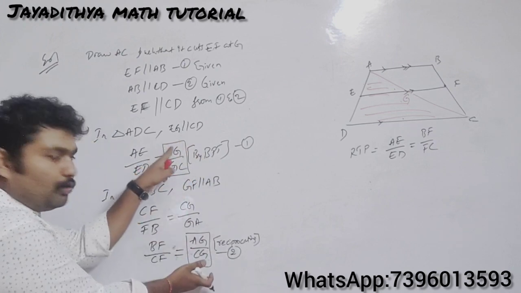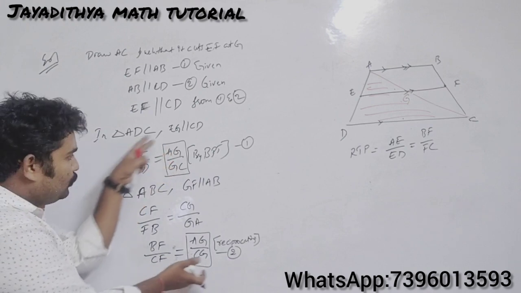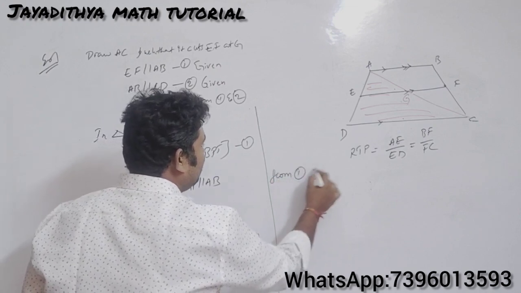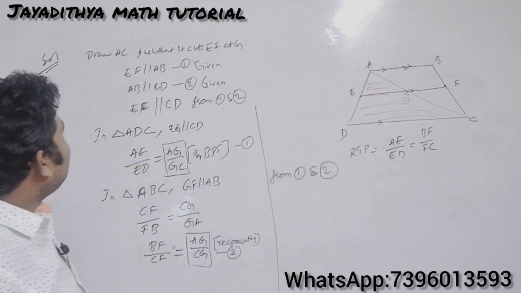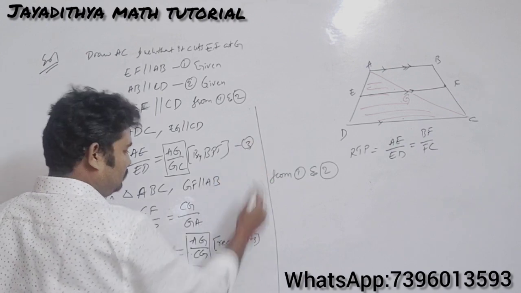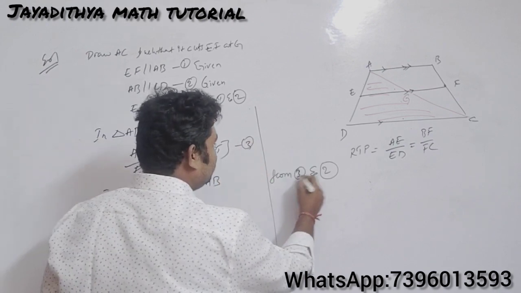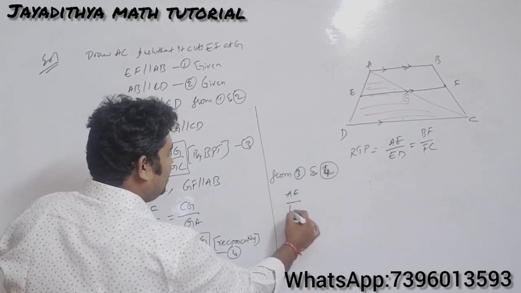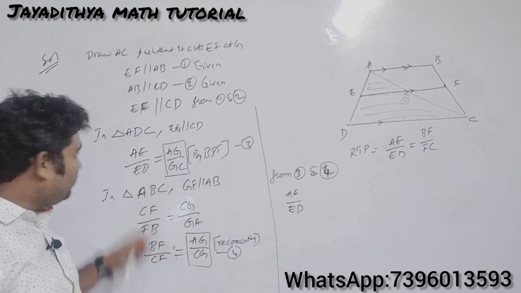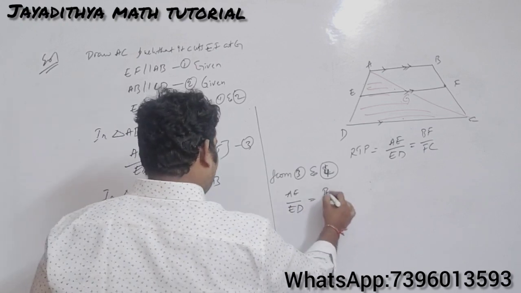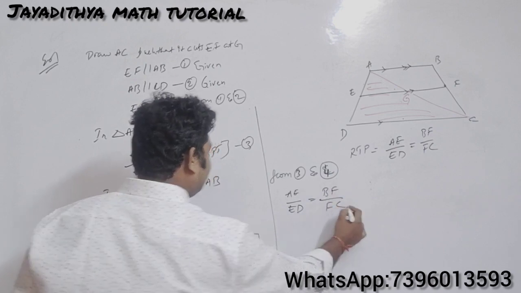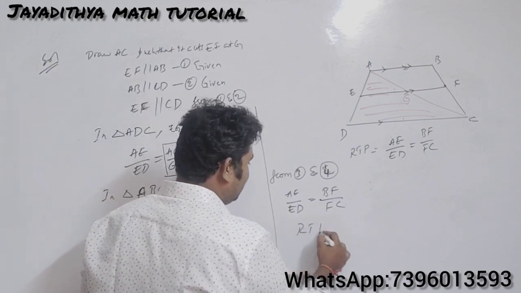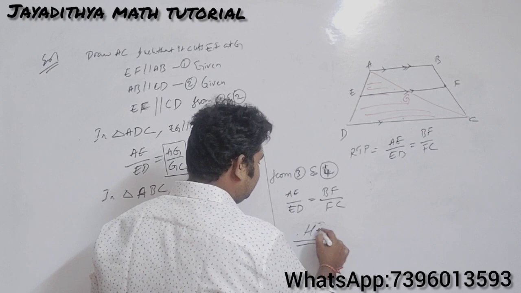So from 1 and 2, both the RHS are equal, so LHS must be equal. Sorry, already we have taken 1 and 2, so let us take here 3 and 4. From 3 and 4, you can write here AE by ED is equal to BF by FC. BF by CF or FC, both are correct. So what we got here? We got the required proof. Hence proved.